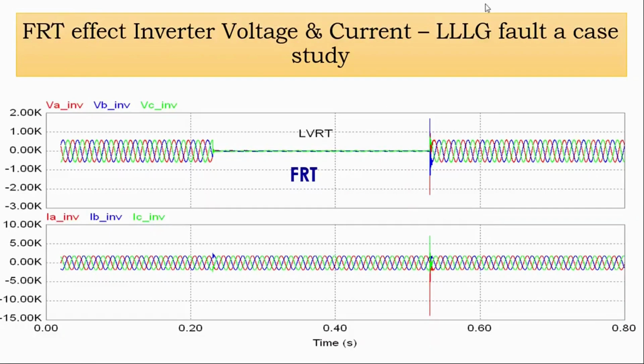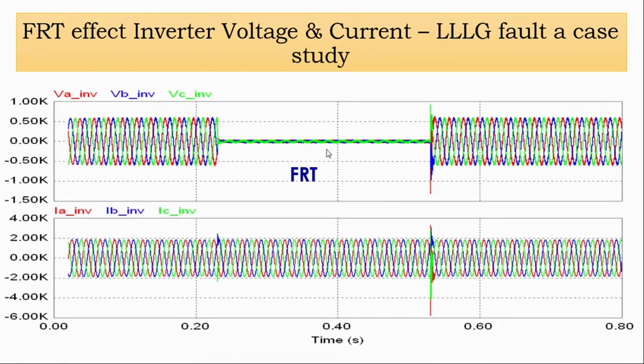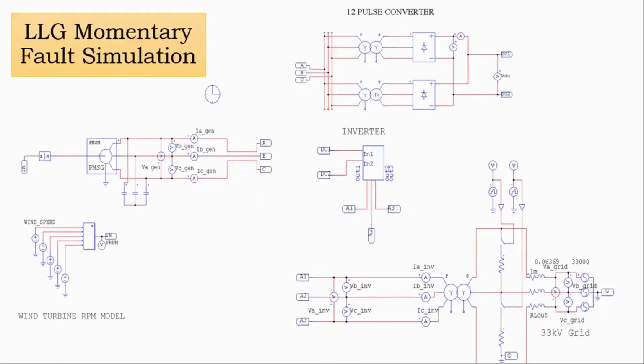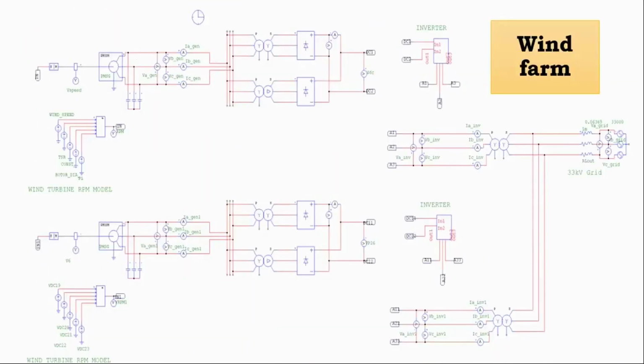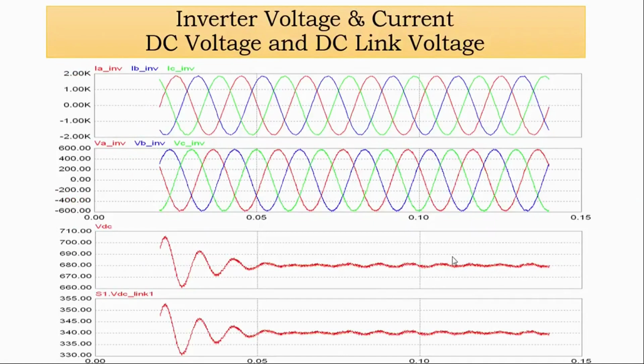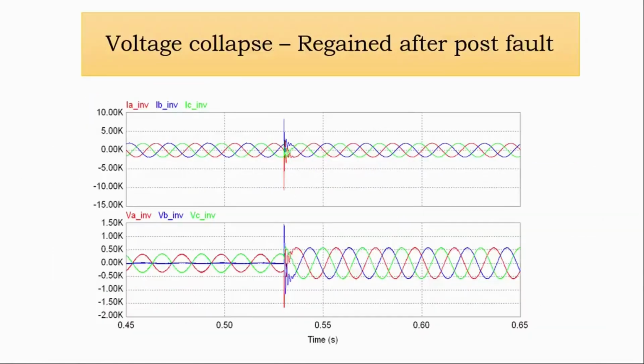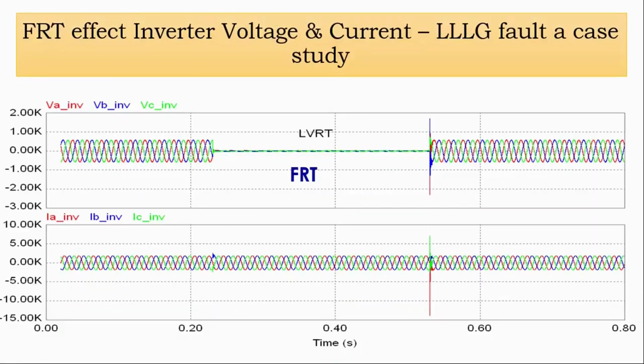This is the FRT effect for a triple line to ground fault. See how the voltage is dropped at the inverter, and this is the same model slightly zoomed for a clearer idea. These are the simulations of an inverter for a constant DC voltage of 690 volts. We try to maintain the 690 volts constant at the input of the inverter, as shown over here. We can test the same thing. The hardware has been tested in the industry premises at 690 volts.